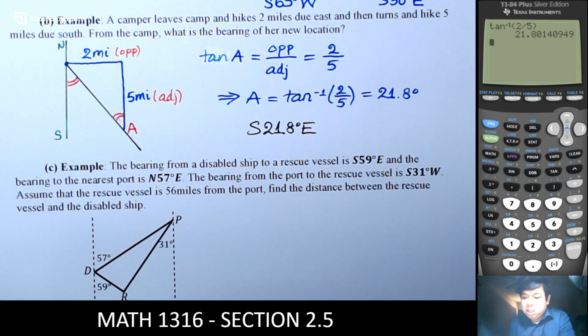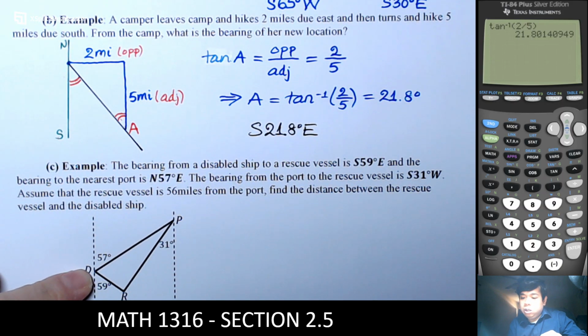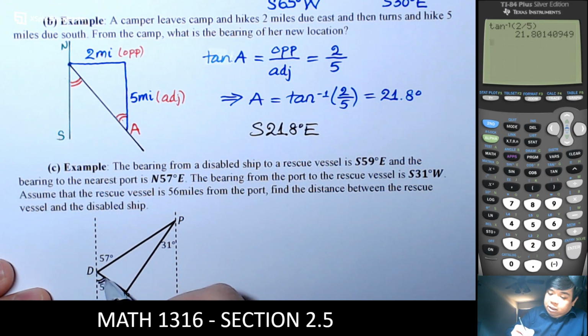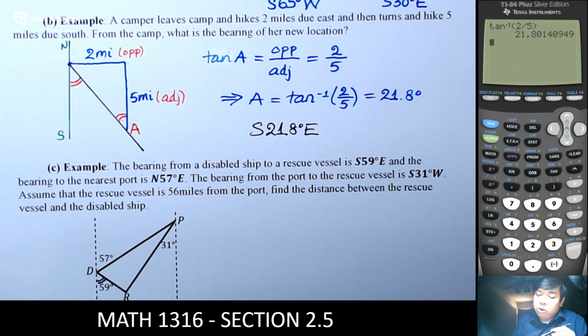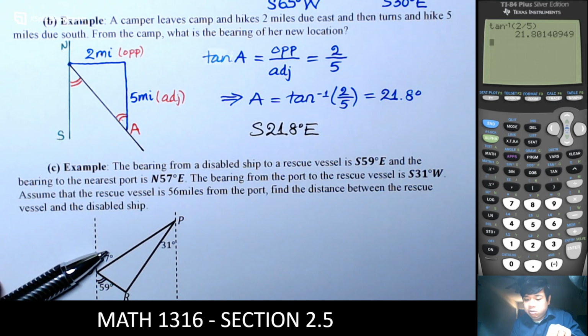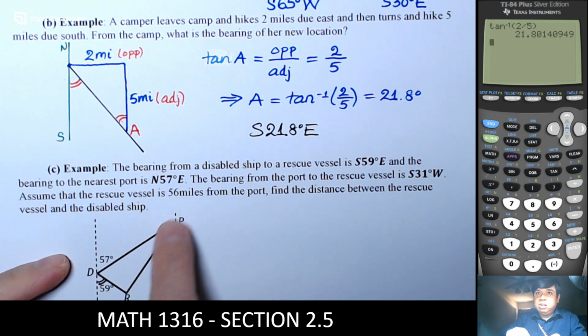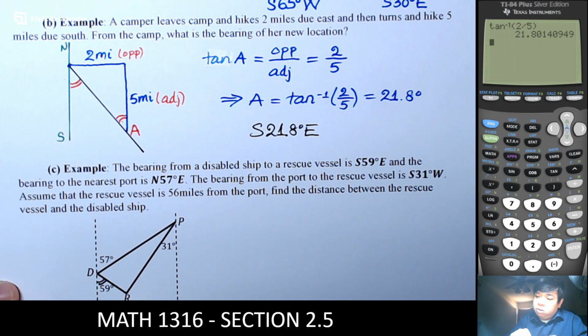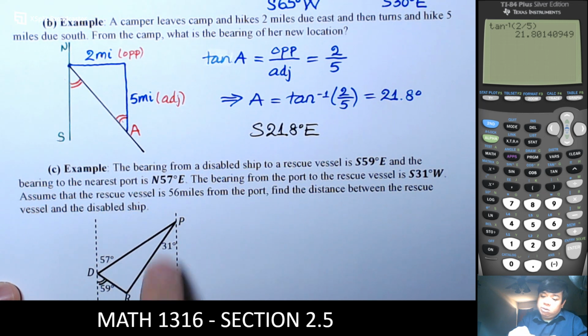The bearing from a disabled ship to a rescue vessel is south 59 degrees east. So this is 59 degrees here. And the bearing to the nearest port is north 57 degrees east. So that is the direction to the port. The bearing from the port to the rescue vessel is south 31 degrees west. So we have those angles. Assume the rescue vessel is 56 miles from the port.